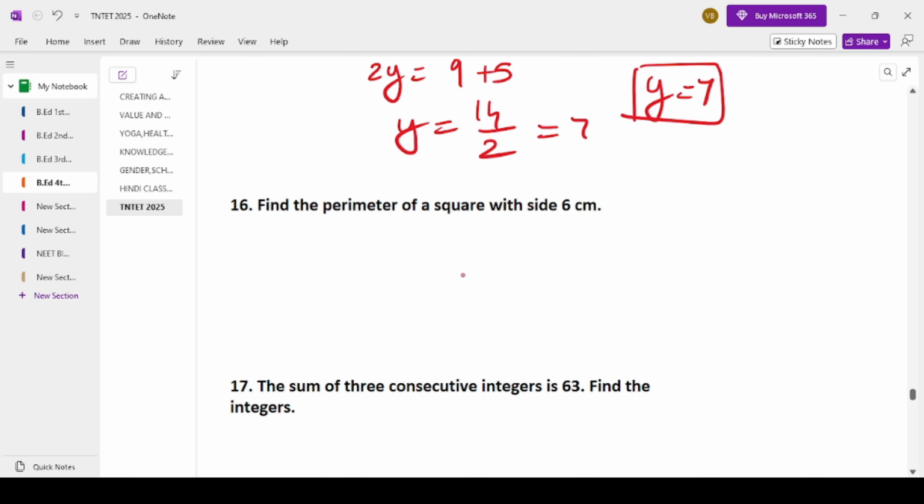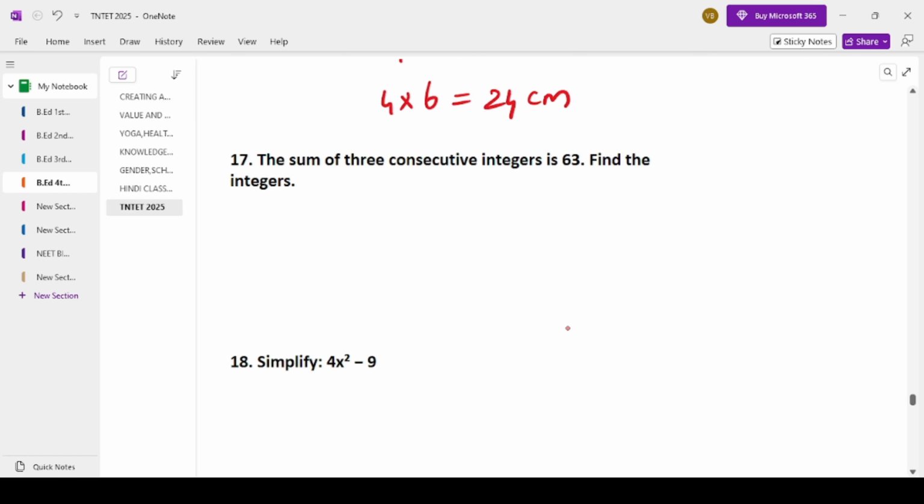So நீங்க வேகமா பண்ணனும், அதான் இதுல find the perimeter of a square with side 6 cm ன்னு கேக்குறாங்க. So perimeter ஓட formula வந்து 4 into side இல்லையா? So 4 into 6 பண்ணா the answer is 24 cm.